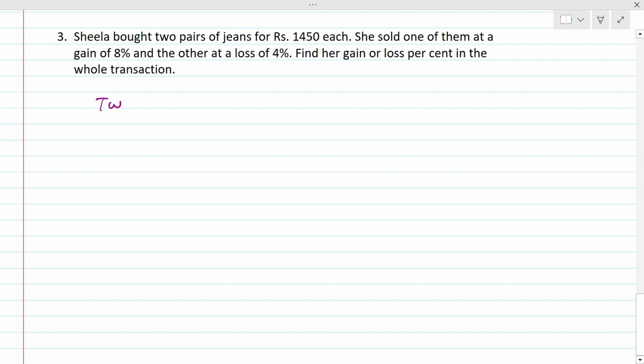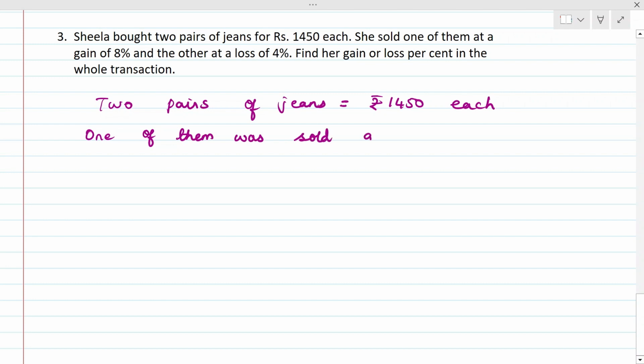2 pairs of jeans for 1450 each. So one jean is 1450 and another jean is also 1450. And first one we will do. Okay. So one of them was sold at a gain of 8%. The first jean was sold at a gain of 8%. Therefore, SP of the first jean.